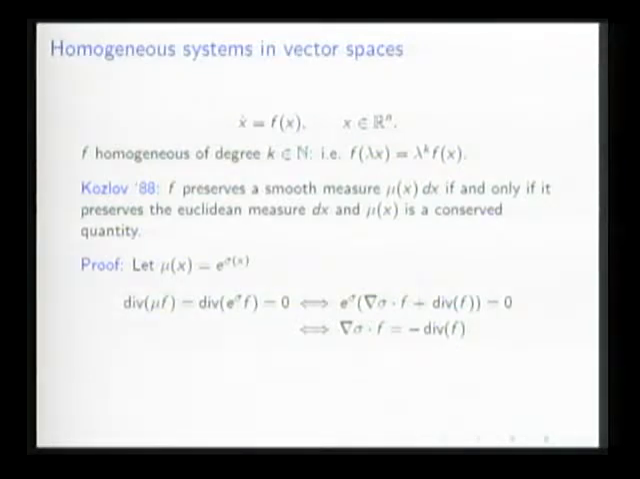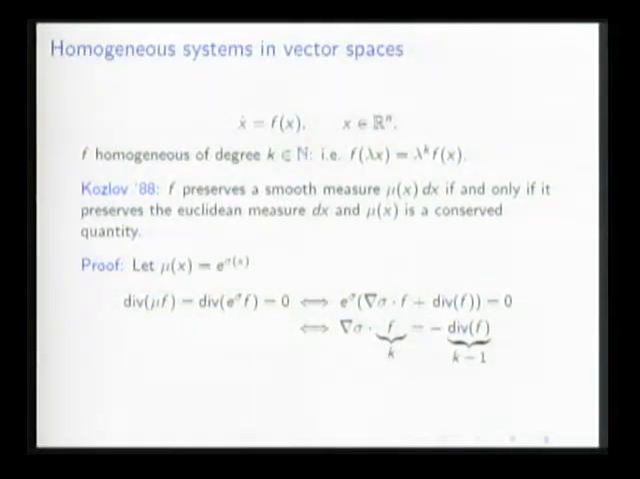But now I use homogeneity. So by homogeneity, the right-hand side is homogeneous of degree k minus 1 because I've taken one derivative of f, whereas the left-hand side is homogeneous of degree k. So the only way these powers can balance, if sigma is a smooth function, is if both terms vanish independently. So the vanishing of the gradient of sigma dotted with f means that sigma is a preserved quantity, which in turn implies that mu is a preserved quantity. And on the other hand, the condition that the divergence of f is equal to 0 means that the Euclidean measure was preserved. So this simple calculation is at the heart of all of our analysis.